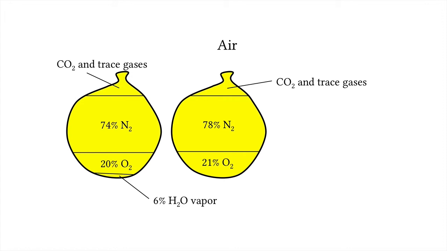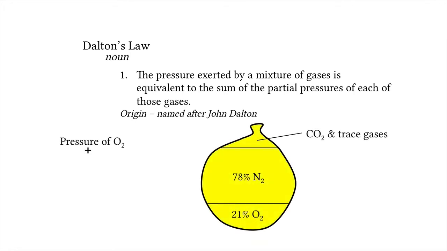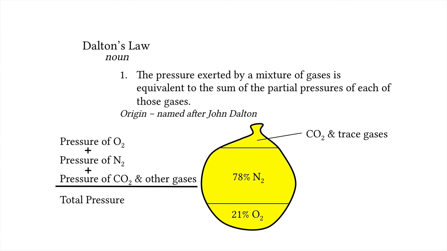Now that's true for air that is at atmospheric pressure, or at 760 millimeters of mercury. For gases, we talk about partial pressure instead of concentration, but you can think of their amounts as you would concentration. Let's first discuss partial pressure before we go any further. Dalton's law says that the pressure exerted by a mixture of gases is equivalent to the sum of the partial pressures of each of those gases. Basically, it states that if you add up all the partial pressures of the gases in the mixture, you'll come up with the total pressure they all exert.